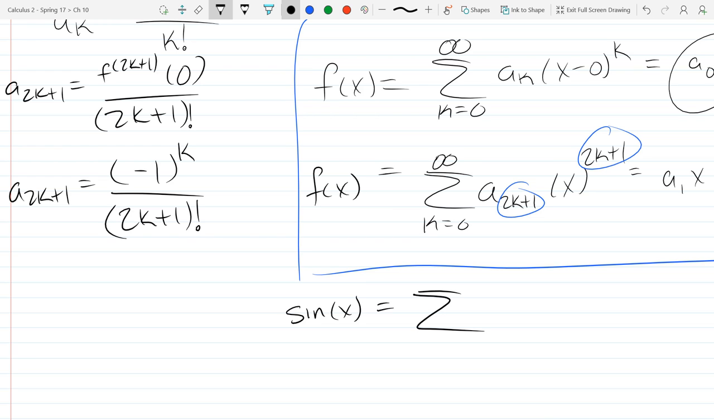And now last step, I'm going to substitute out a_{2k+1} with this expression right here. So I'm rewriting the summation above, except replacing a_{2k+1} with negative 1 to the k.